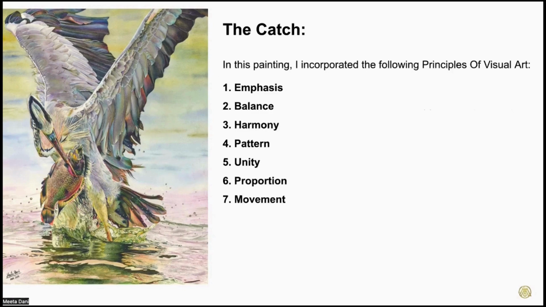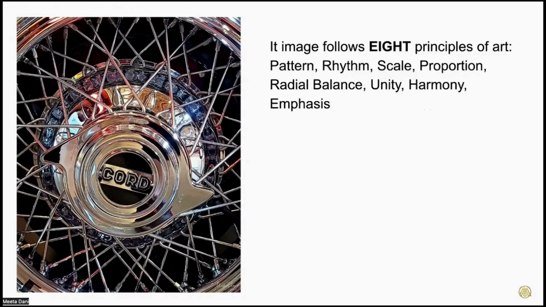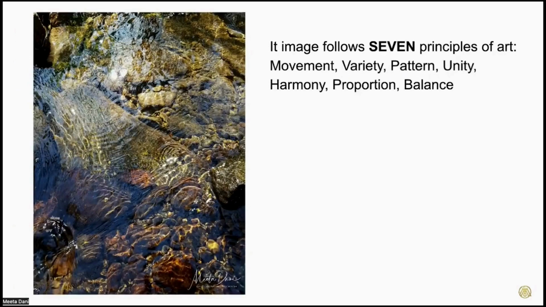Now, what I do is I highly recommend my students to paint based upon reference images which have a minimum of 6 principles of visual art. So in this particular subject, there are 8 principles of visual art: pattern, rhythm, scale, proportion, radial balance, unity, harmony, and emphasis, right? This one is having 7 principles of visual art: movement, variety, pattern, unity, harmony, proportion, and balance.